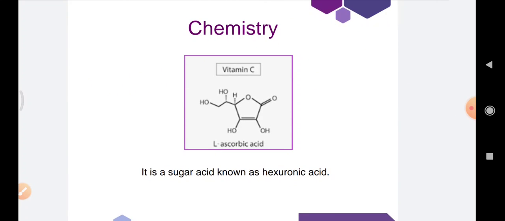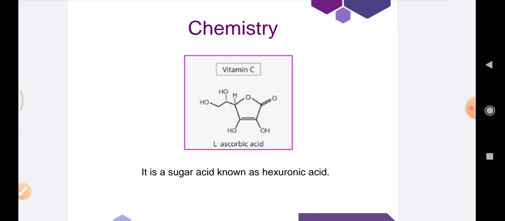Vitamin C is a water-soluble vitamin. Chemically, it is known as ascorbic acid. Ascorbic acid is a hexose derivative and closely resembles monosaccharides in structure, hence also known as hexuronic acid. It exists in two forms, the L-ascorbic acid, which is reduced form, and the L-dehydroascorbic acid, which is oxidized form.